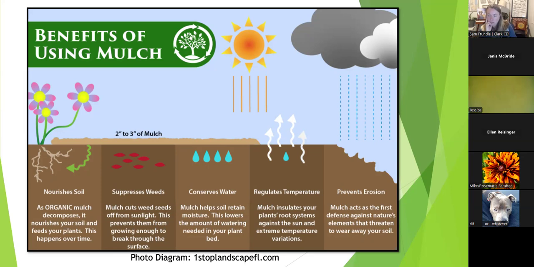It conserves water because you don't get evaporation from the soil. And it regulates the temperature of that soil. So that's going to be more consistent, cooler in the summer when it needs to be, and then warmer in the winter. It prevents erosion. So we don't want rain coming and then washing our soil away. So mulch is so good. It's gold.